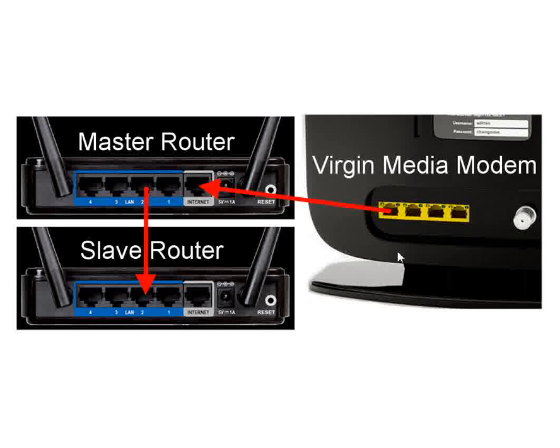This is what you should have at the end. You've got your modem with one end of your network cable plugged into it. The other end of your network cable goes into the internet socket on your master router, and then another network cable goes from a LAN socket on your master router to a LAN socket on your slave router, and that's it. And then you're good to go.